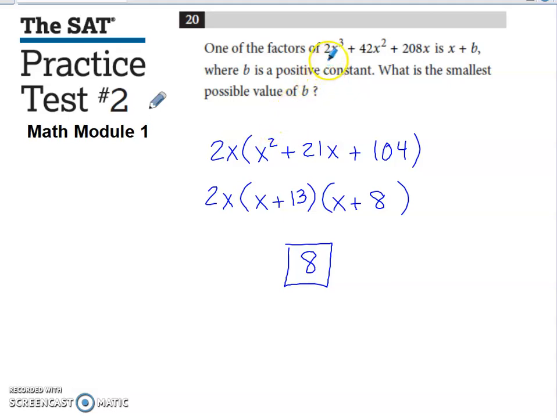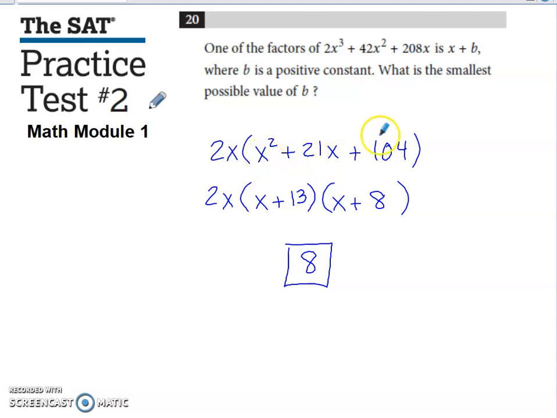And if I undistribute 2x from 2x cubed, I'm left with 1x squared. Undistributing 2x from 42x squared leaves me with 42 divided by 2, and then one of the x's removed. And then similarly, dividing 208 by 2 takes us to 104, and then removing the x leaves us with just a constant term left inside that set of parentheses to finish it off.